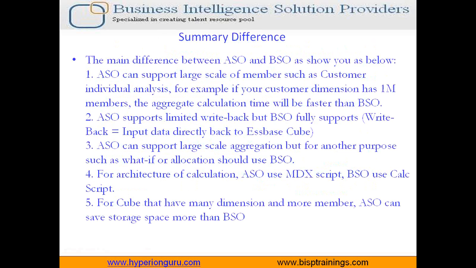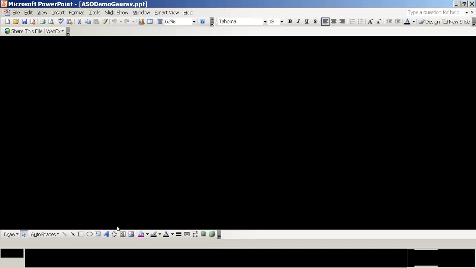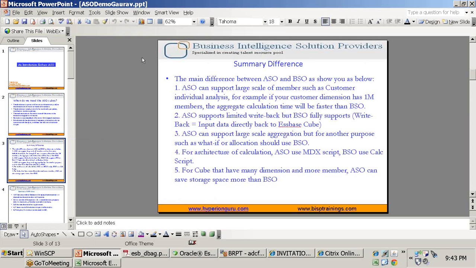So I'm continuing with the summary. The main difference between ASO and BSO, as shown below, is that ASO can support a large scale of members such as customer individual analysis. For example, if your customer dimension has 1 million members, the aggregate storage cube will be faster than BSO. That is the purpose of the ASO.